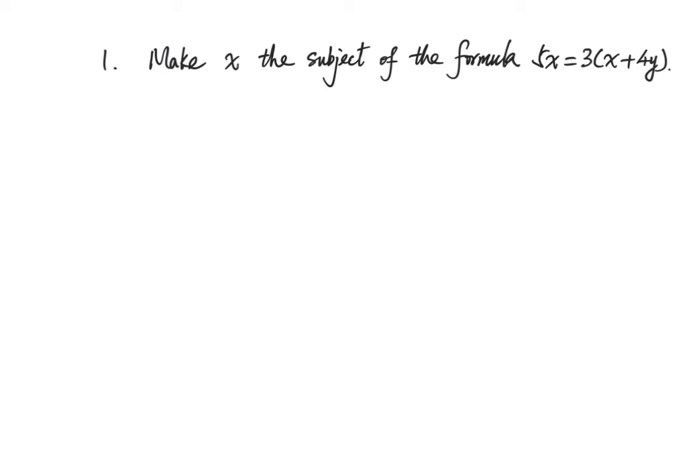This is called topic number 3, change of subject, medium level. The first example: make x the subject of the formula 5x equal to 3 times bracket x plus 4y. So let's copy down the formula 5x equal to 3 times x plus 4y. We need to change x to be the subject.